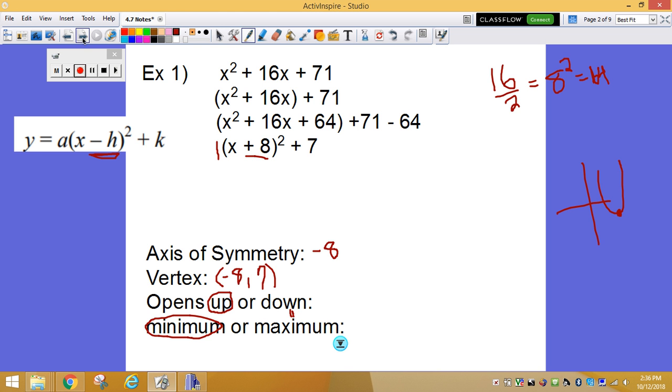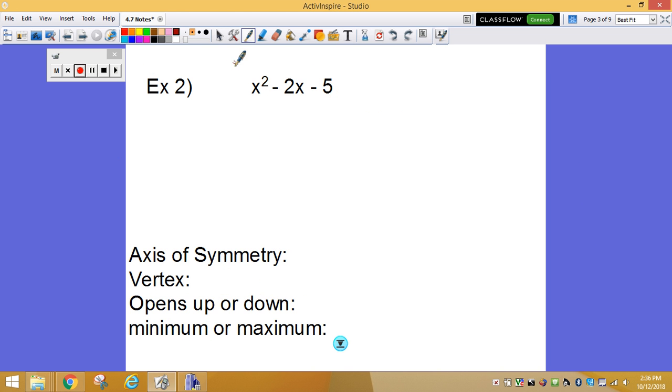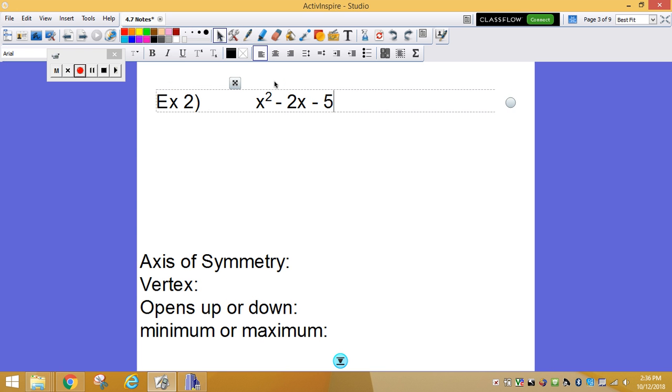Okay, let's do another one because I'm sure you're like, I don't know what she just did. Okay, so write this one down. Okay, hopefully you have it written down. And I'm going to go ahead and do my separation. This goes in the middle, and my -5 goes on the outside.